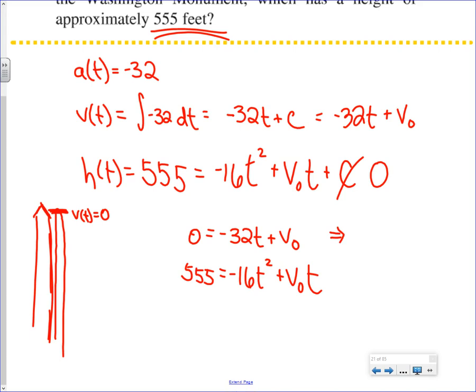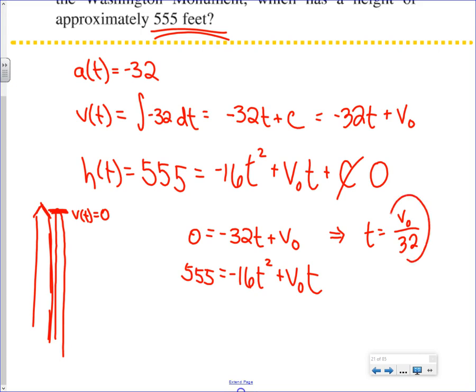V sub naught. But they want to say how fast you should throw the ball. So let's go ahead and leave v sub naught in. Let's solve for t to get rid of the t in the next equation. So then I'm going to subtract v sub naught, v sub naught over 32. You guys see what I did? Subtract the v sub naught, divide by negative 32.